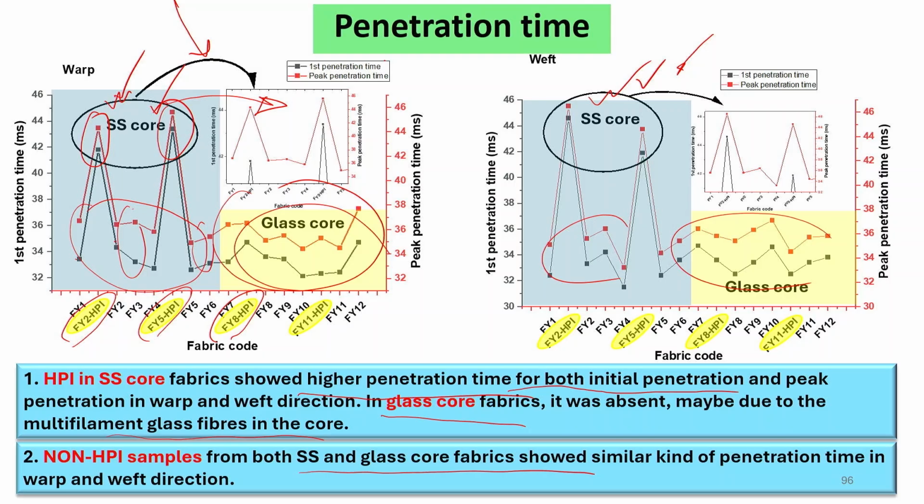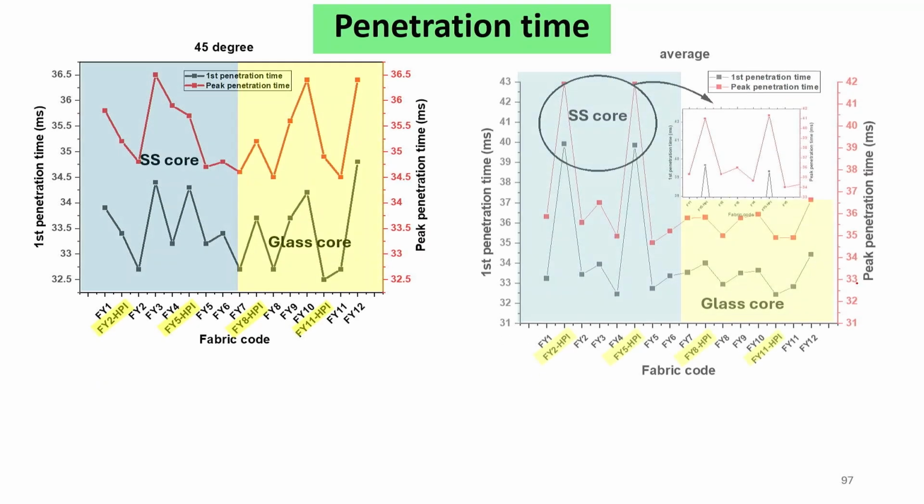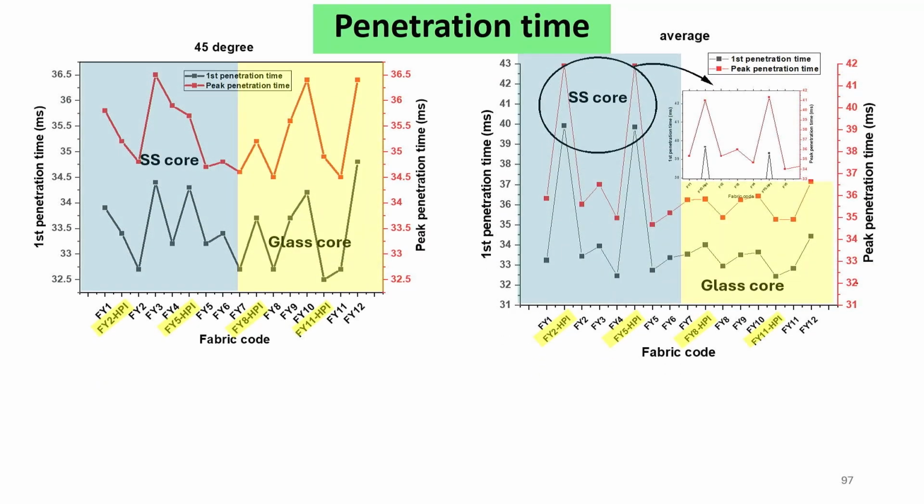So, non HPI samples, the samples without any hard particle, for both SS and glass core fabric show similar kind of penetration time both in warp and weft, that I have already mentioned. And penetration time in other angle. So, we have seen warp direction and weft direction.